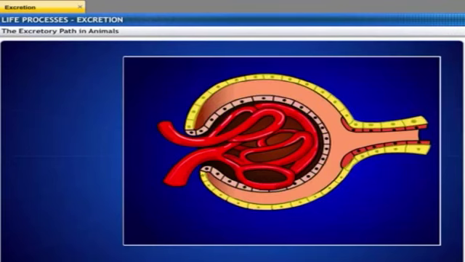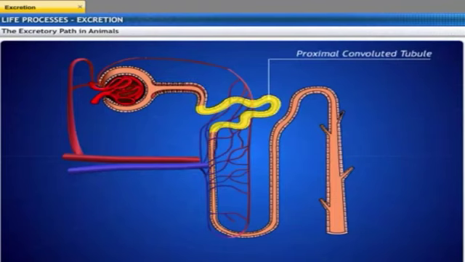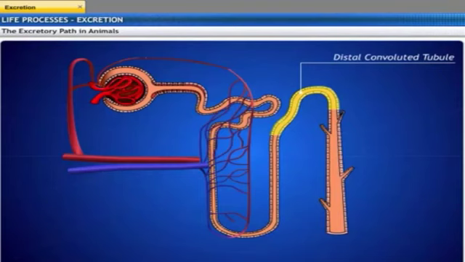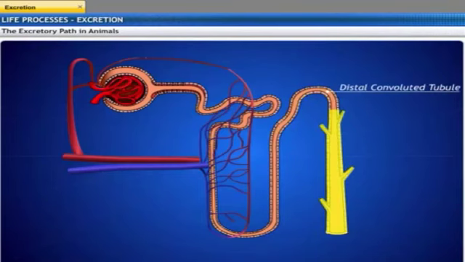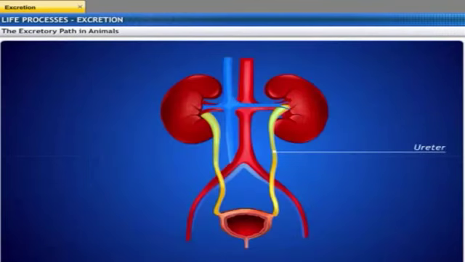Blood enters the glomerulus, the waste is filtered, and the waste enters the proximal convoluted tubule. That is the first part of the nephron. The second part is the loop of Henle, the third part is the distal convoluted tubule, and lastly the urine is collected in the collecting duct. Then the urine is collected through the ureters, stored in the urinary bladder, and released through the urethra.